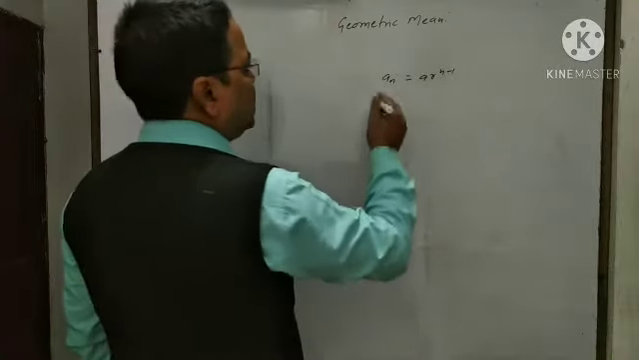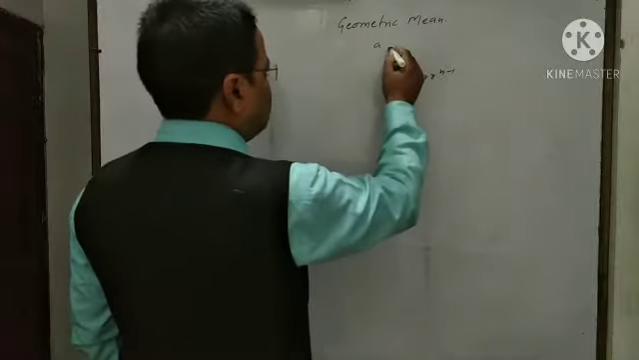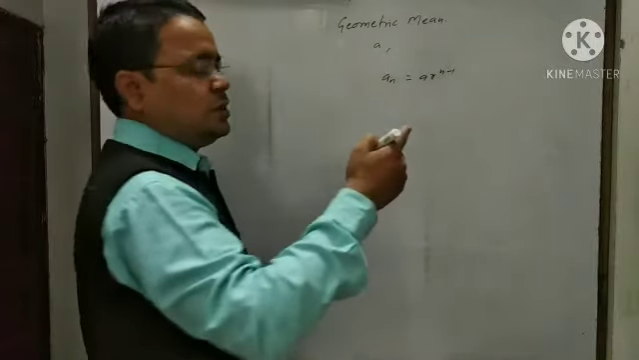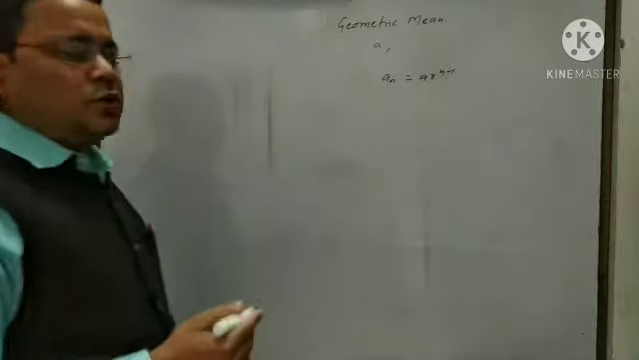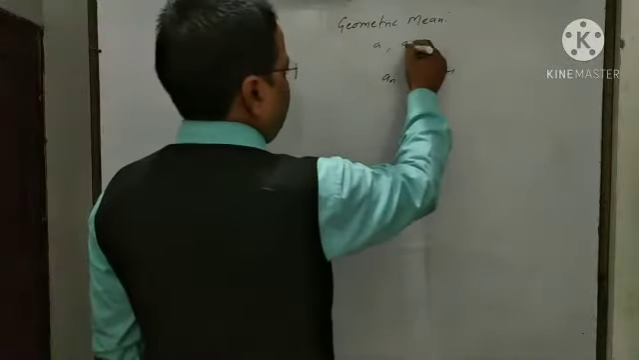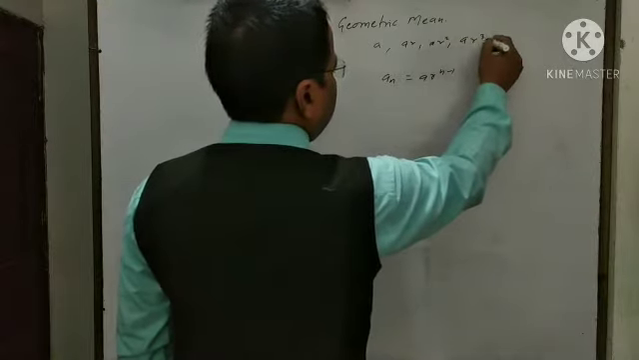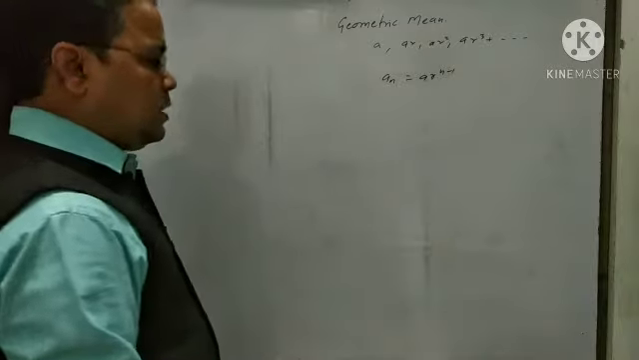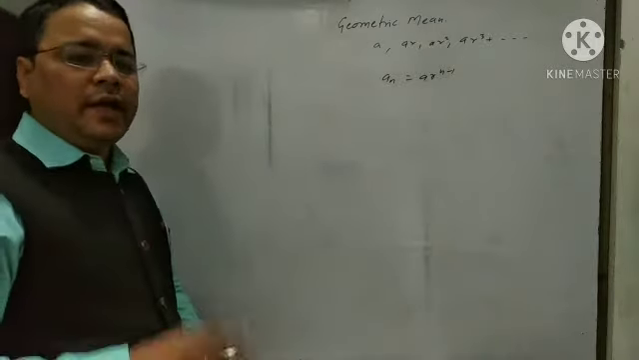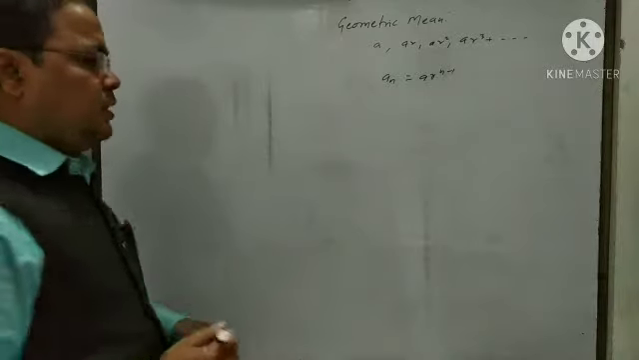Okay, and if a is the first term and r is the common ratio, then the geometric progression will be like this way: a, ar, ar square, ar cube, up to like this. This will be the geometric progression. Now let us see how to find n geometric means between the two numbers a and b.